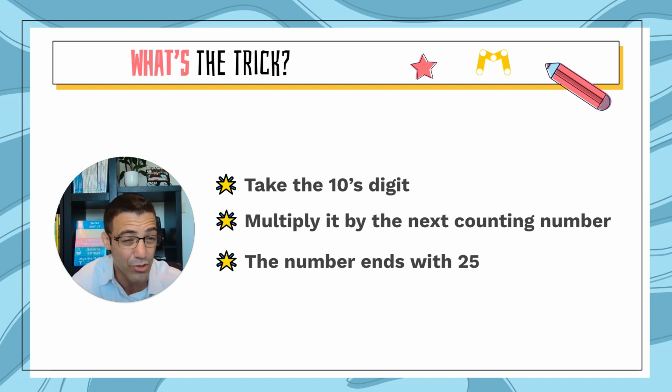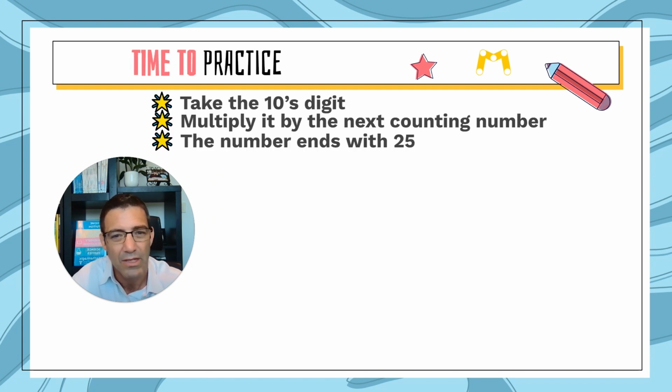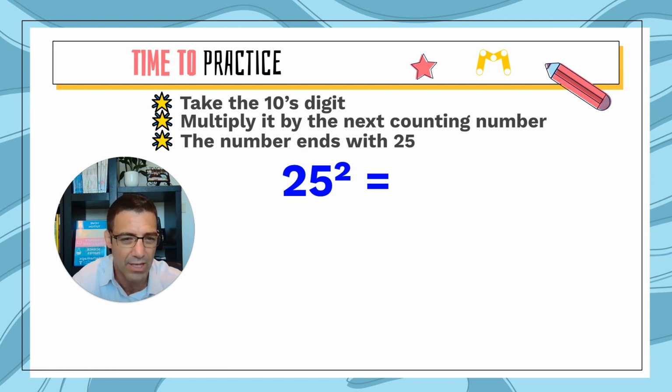So assuming that you know your times tables, let's practice some numbers. So here's the technique at the top. You take the tens, multiply it by the next counting number, and then the number ends with a 25. Are you ready? Okay, let's go. So 15 squared. Okay, 1 times 2 is 2, and then we finish with a 25. That's 225. 25 squared. 2 times 3 is 6, and then we end with 25.